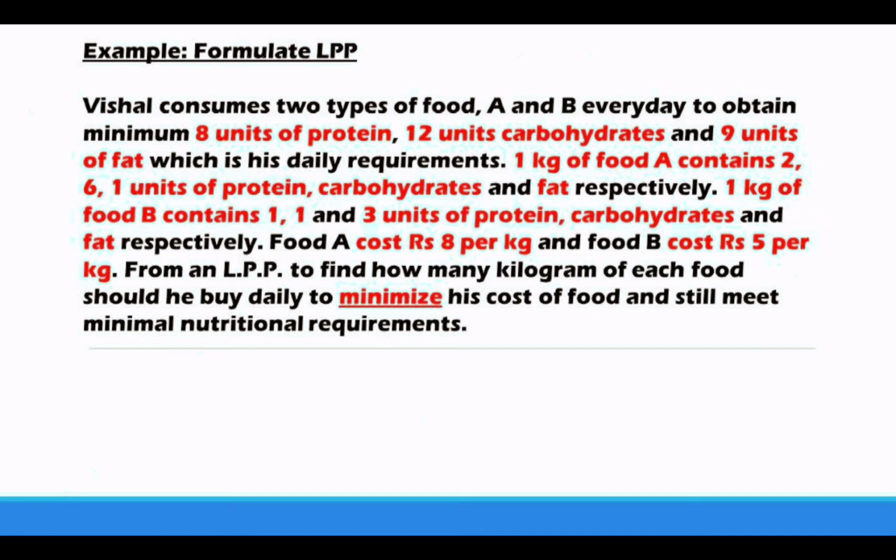1 kg of food A contains 2, 6, 1 units of protein, carbs and fat. 1 kg of food B contains 1, 1, 3 units of protein, carbs and fat respectively. Now food A costs 8 rupees per kg, food B costs 5 rupees per kg. Now we'll have to formulate the LPP.